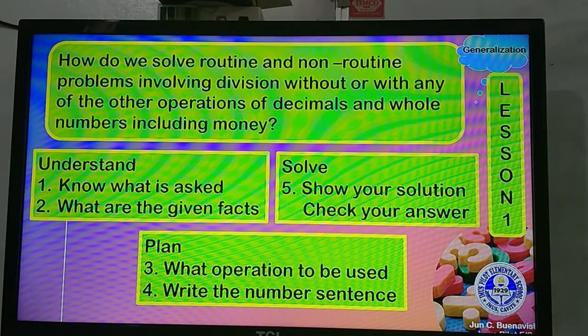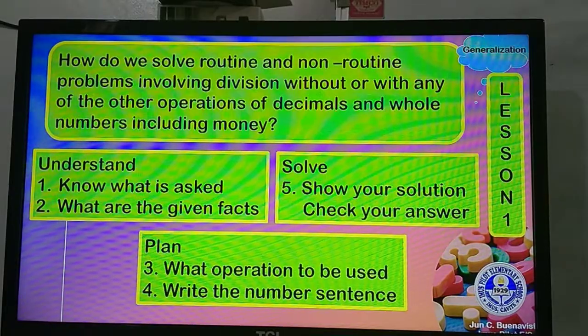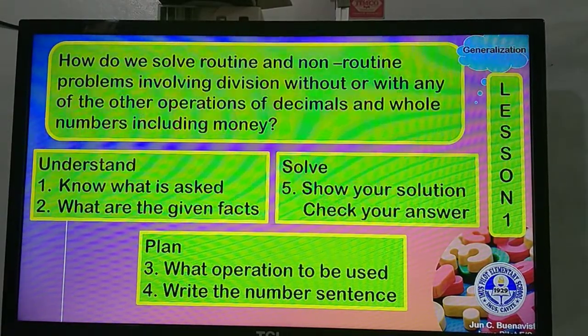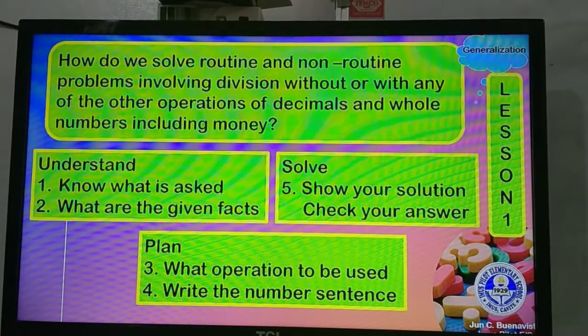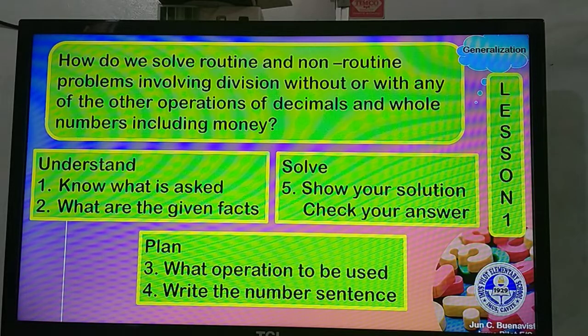So those are the steps that you are going to follow in order to solve the non-routine and the routine problems involving division, with or without other operations, of decimals and whole numbers including money. Is that clear? Okay, very good.